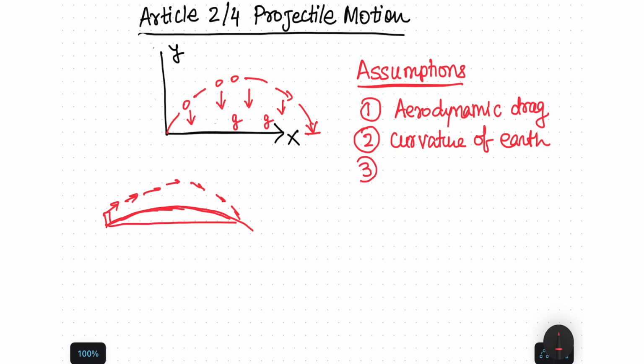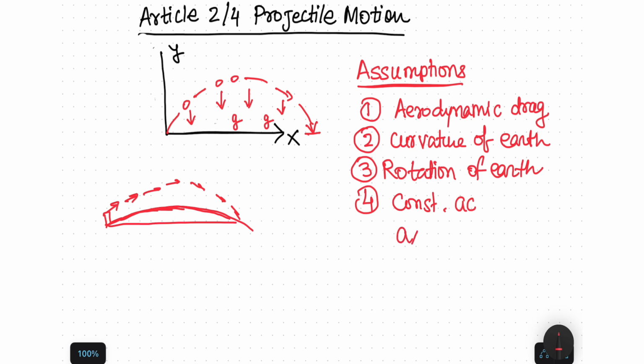Thirdly, we ignore rotation of the earth. So in this case we do not assume that the earth is rotating. And we have one more assumption: that there is a constant acceleration. Constant acceleration means the acceleration in the x direction is 0 and the acceleration in the y direction is minus g.